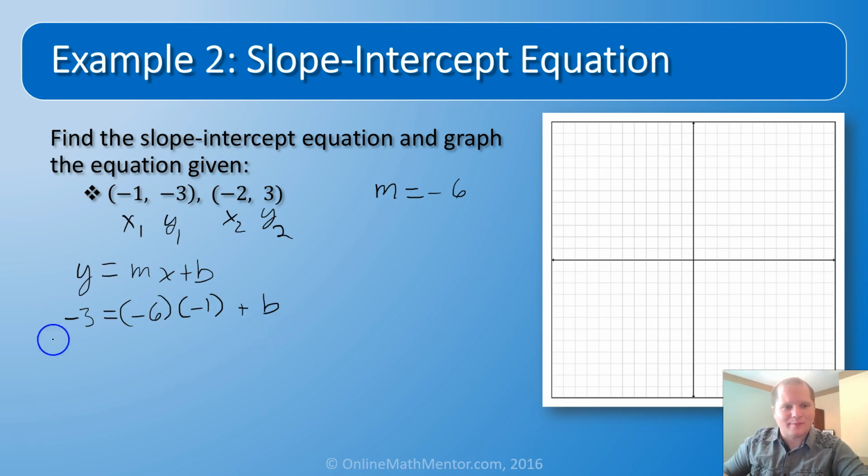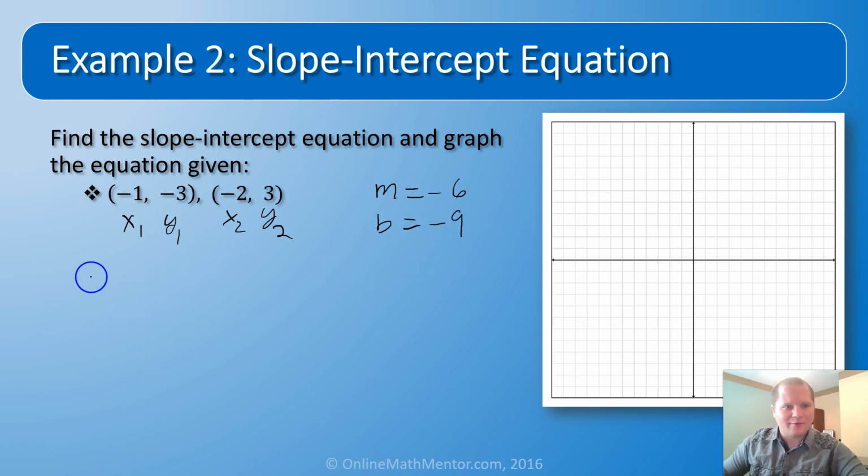And now solving this for b, we get negative 3 is equal to positive 6 plus b. Minus 6 on both sides, and we get negative 9 is equal to b. So I'm going to bring that up here. b is equal to negative 9. And now we rewrite our formula. y is equal to mx plus b. And we substitute in our slope and y-intercept. Negative 6x minus 9.